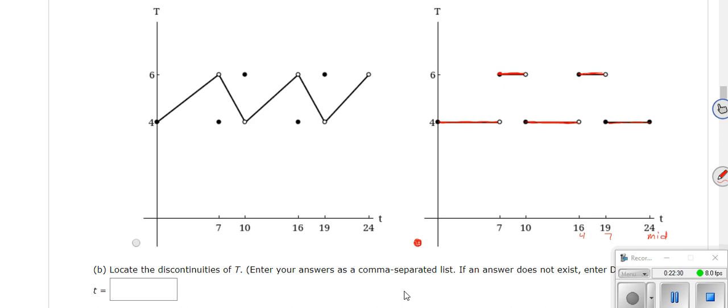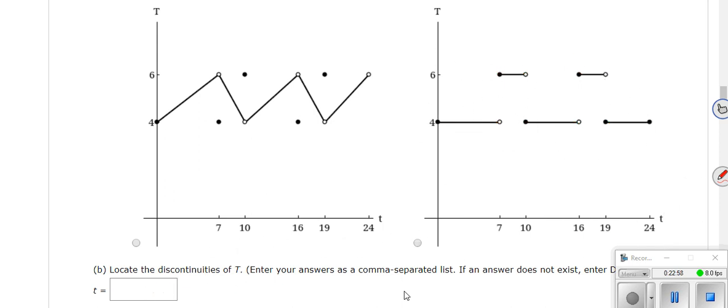So first of all, locate the discontinuities. Well, the points of discontinuity are all of your intervals there. So it's going to be the 7, the 10, the 16, the 19. Okay, we can't say 24 because it cycles over again kind of on the left side there. So 7, 10, 16, and 19 would be your discontinuities. Okay, I hope you can see that.